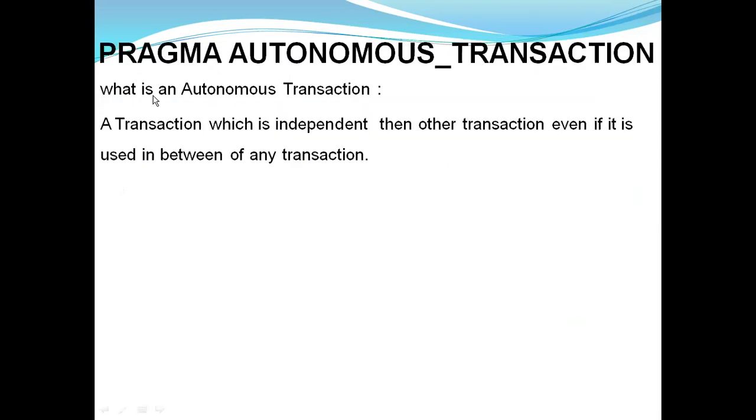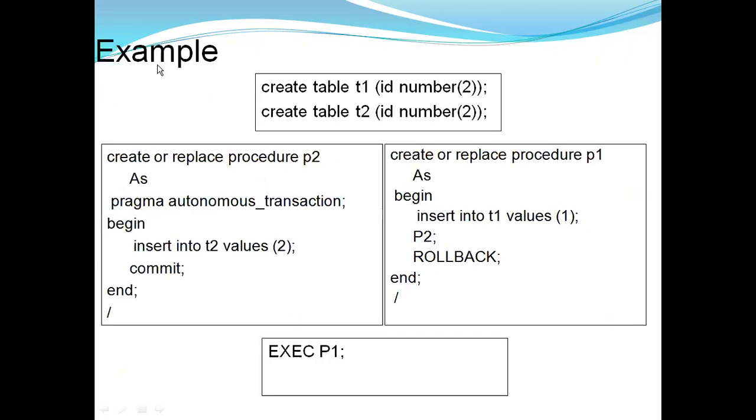Now, what is an autonomous transaction first? That's why I'm taking it in detail here. A transaction which is independent of the other transaction, even if it is used in between of any transaction. Now, take an example. Here, I have written certain code. Create table T1 with ID number. So we have a table which has only one column, ID, and this is its data type. Create table T2, ID the column name, and this is there.